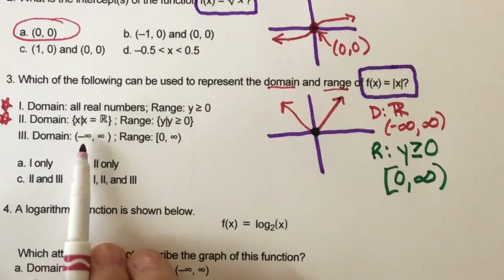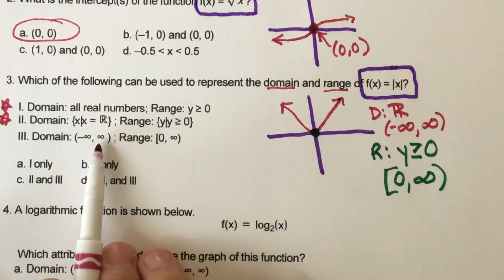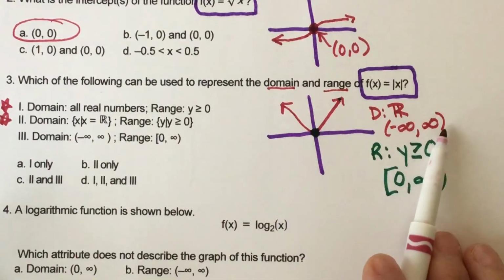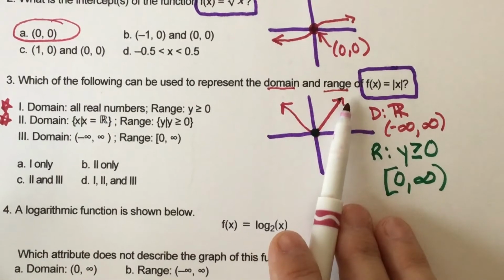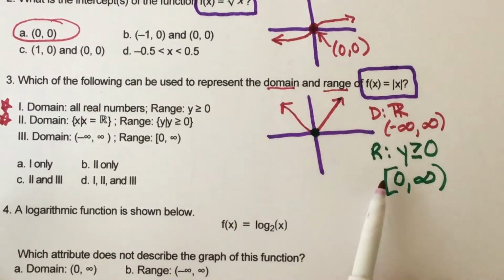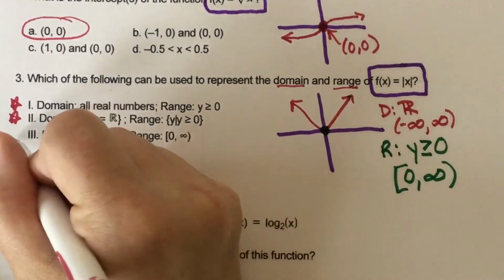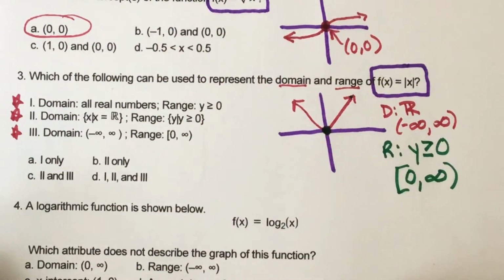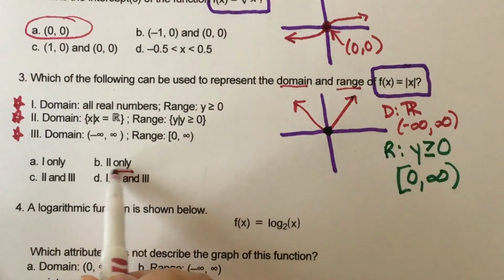Okay, number three says domain is negative infinity to positive infinity. And that's true. That's what represents all real numbers. And range starts at zero and goes to positive infinity. And that is also true. So one, two, and three are all true.